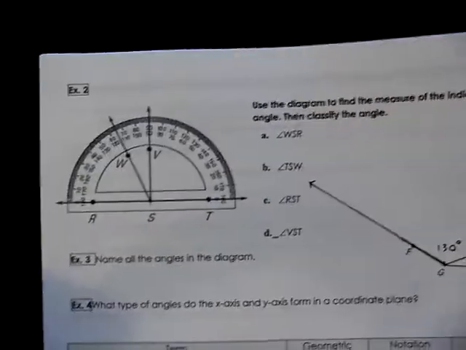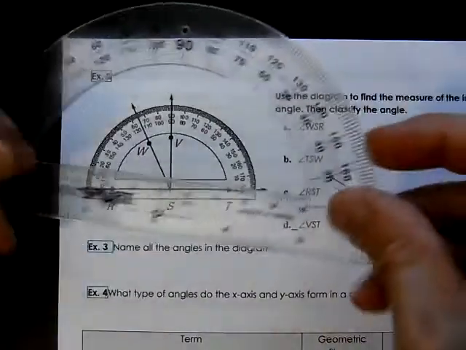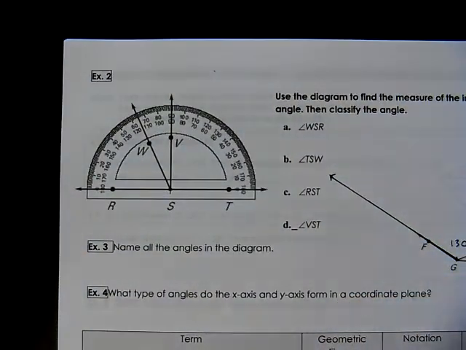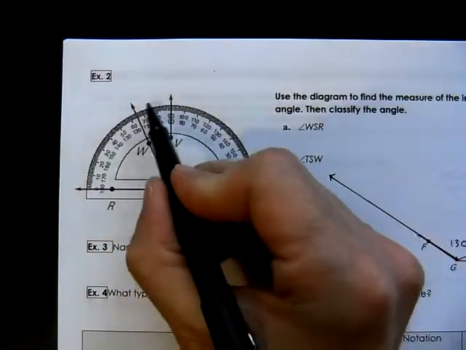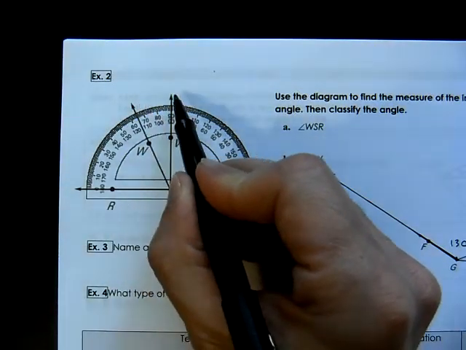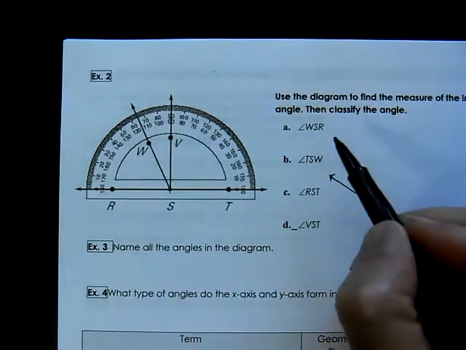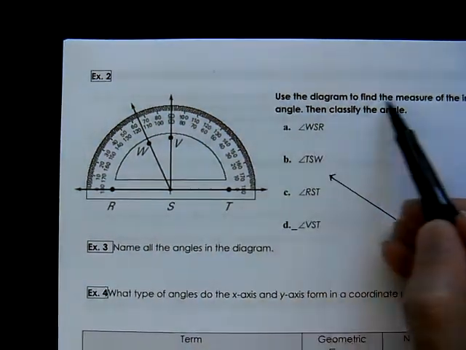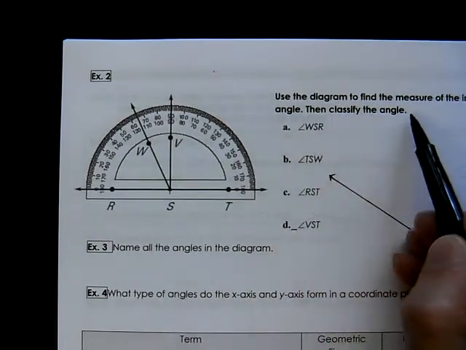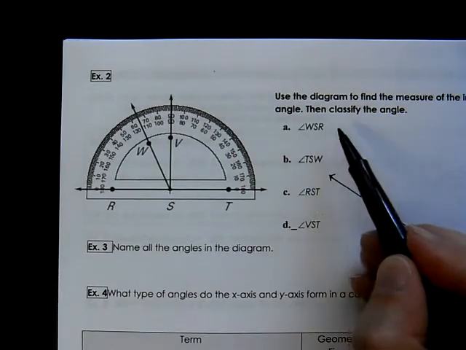But in the case where it's already printed on the page, I don't have the luxury of turning it around, and that means if I want to take a measurement, I have to do a subtraction problem. I have to subtract the number of degrees to find the difference between them. So let's illustrate that. We're going to use the diagram to find the measure of the indicated angle, and then we'll classify the angle. Let's identify angle WSR.